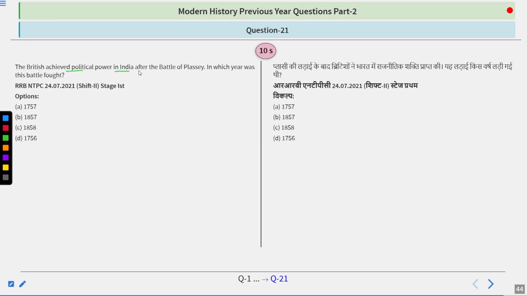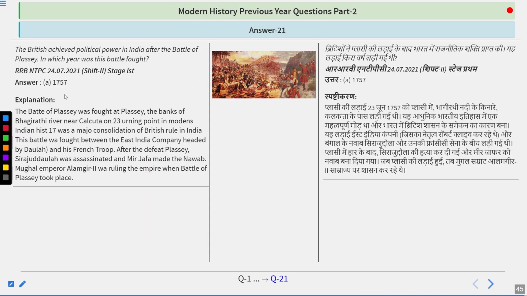The British achieved political power in India after the Battle of Plassey. In which year was this battle fought? 1757, 1857, 1858 or 1756? Try to find out the answer, guys. And you're right, the answer is quite simple. The answer is 1757.